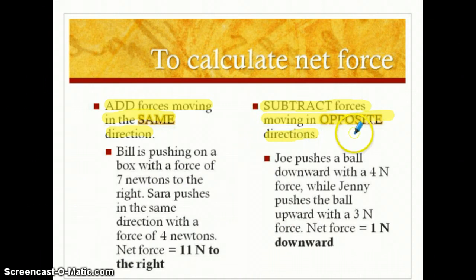An example of that will be, Joe pushes a ball downward with 4 newtons of force, while Jenny pushes the ball upward with a 3 newton force. They're working against each other, right? They're in the opposite direction, so we'll need to subtract here. So the net force equals 1 newton downward.